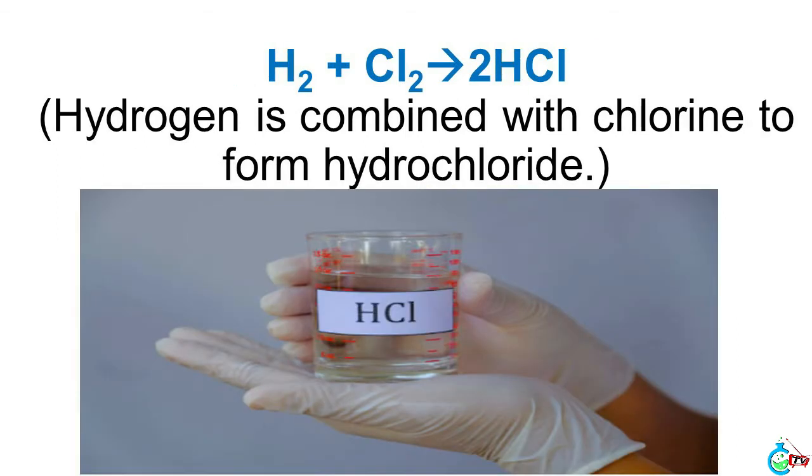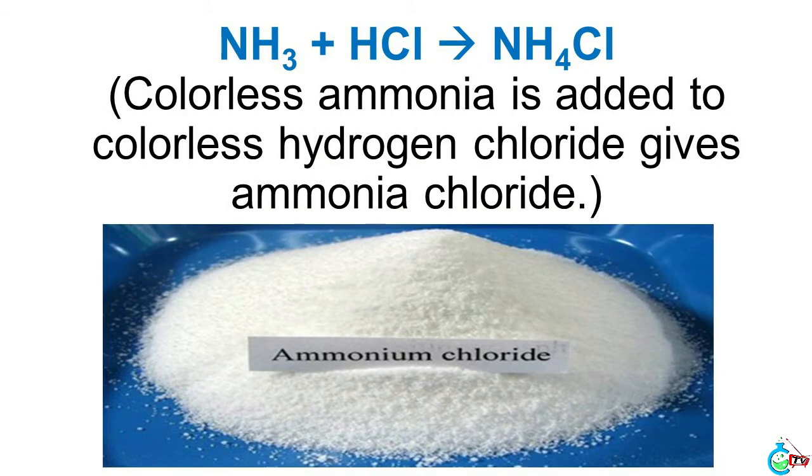H2 plus Cl2 yields 2HCl. Hydrogen is combined with chlorine to form hydrogen chloride. NH3 plus HCl yields NH4Cl. Colorless ammonia is added to colorless hydrogen chloride gas to give ammonium chloride.